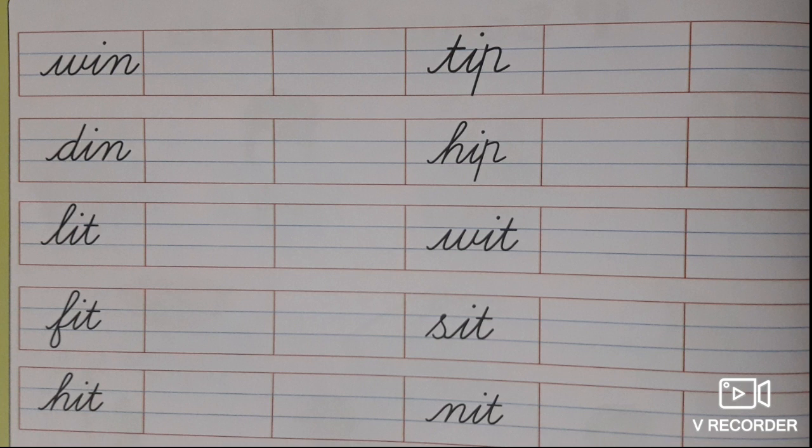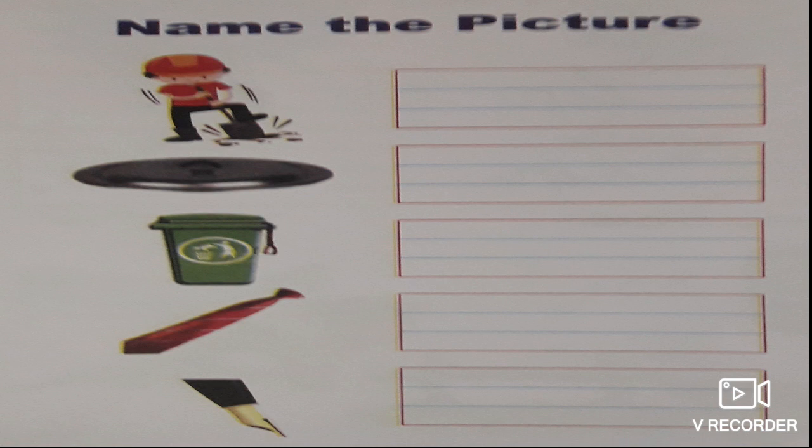W-I-T, wit. Sit, S-I-T, sit. Knit, N-I-T, knit. Children, look at these words very carefully and write as it is in the book. Okay. The next one. Name the picture. What is that? Looking at this, now you are going to tell me what are they.